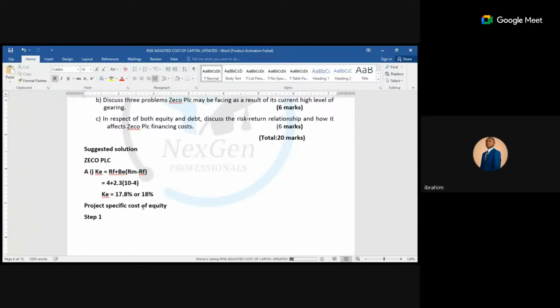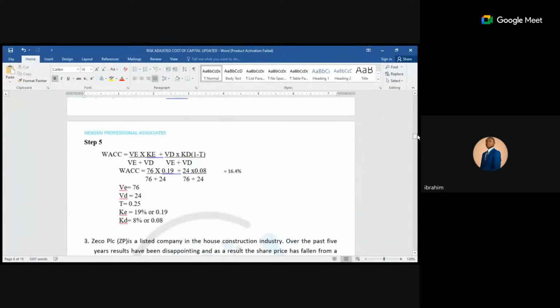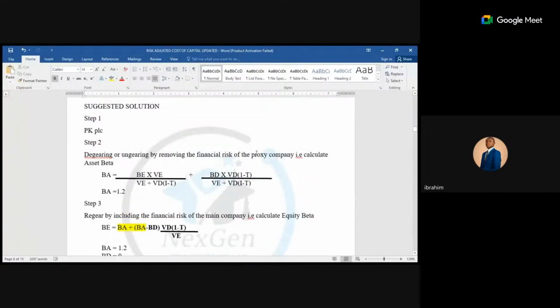What is the project company? KCP. Is that not so, class? KCP is the project company, right? Yes, sir. Okay, that's fine. KCP, step 2. I'll just copy step 2. We regear, right? To save our time.